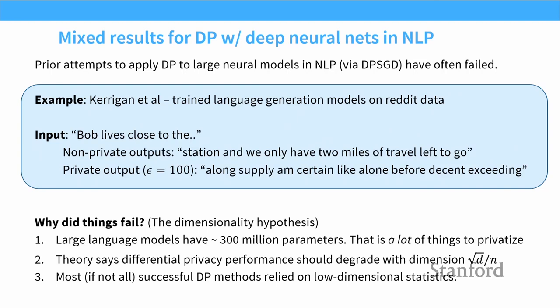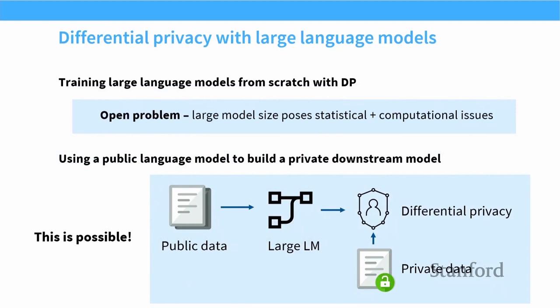Now, theory also agrees with this. There are very good bounds that say that differential privacy performance should degrade as the square root of the number of parameters. So now theory matches our intuition, and it also matches empirical results. The only successful DP applications used to be in low-dimensional statistics, like the mean or the number of people living in a household. But that's really not the complete picture.